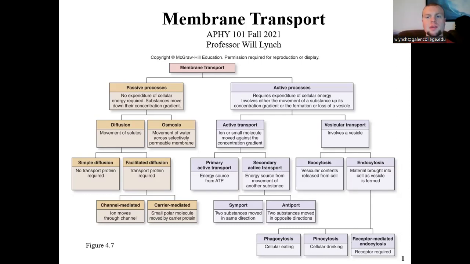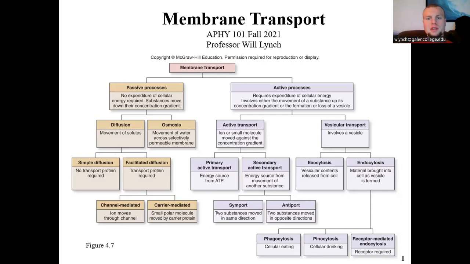For an active transport mechanism of vesicles, this is going to be vesicular transport. Vesicular transport can either be going into or out of the cell. If we are going out of the cell, we are simply going to fuse that vesicle with the cell membrane. It is going to open up and release particles into the extracellular environment. And this is known as exocytosis.